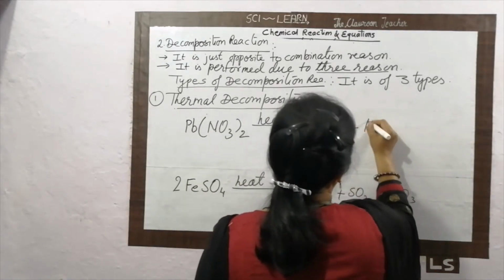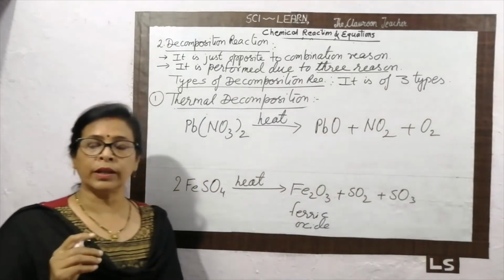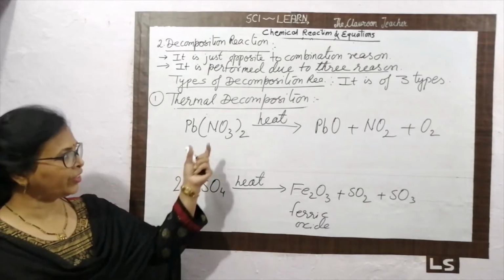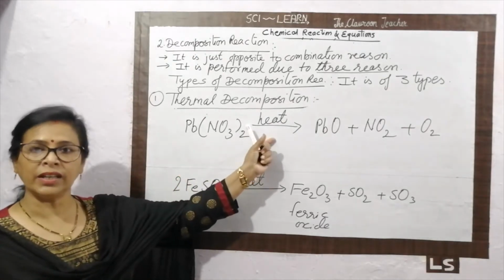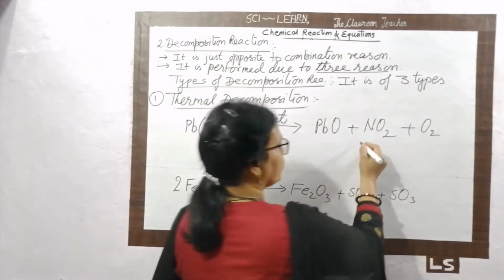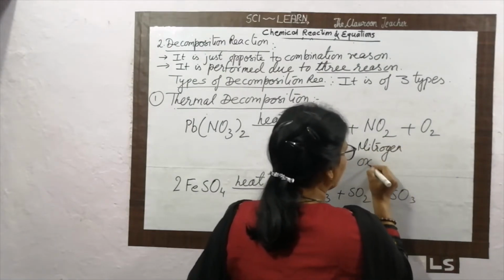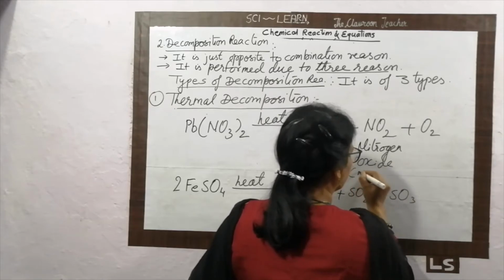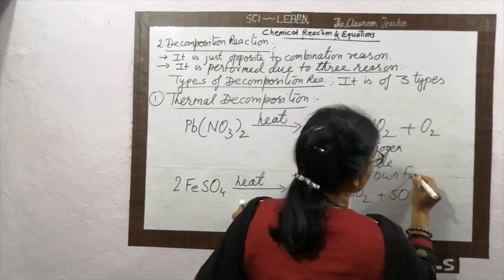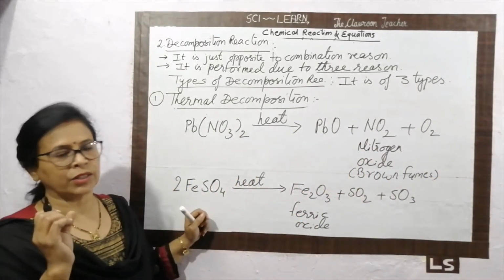PbO, NO2 and O2. Now, how can we know the process is going on? What happens when this process is performed? When we heat this substance, when we provide the heat, we notice brown color fumes. The brown fume is of nitrogen oxide. Our test tube is full of the brown fume. The brown fume shows that the reaction is going on. Fume is a smoke type substance.